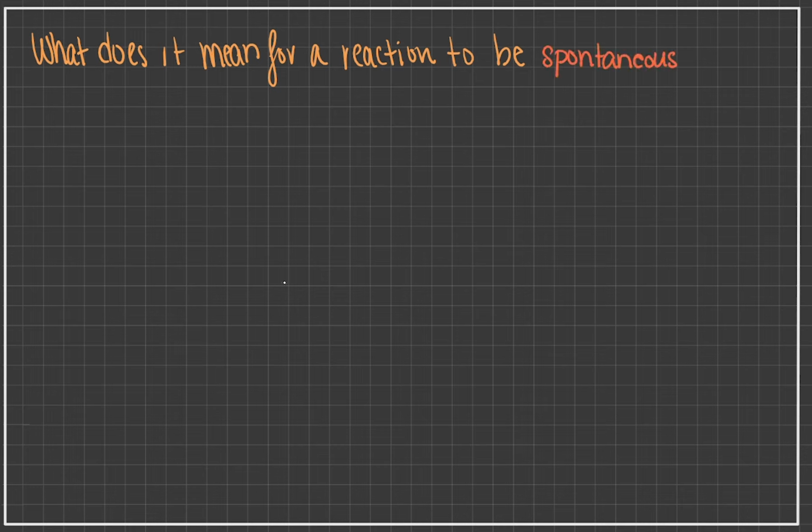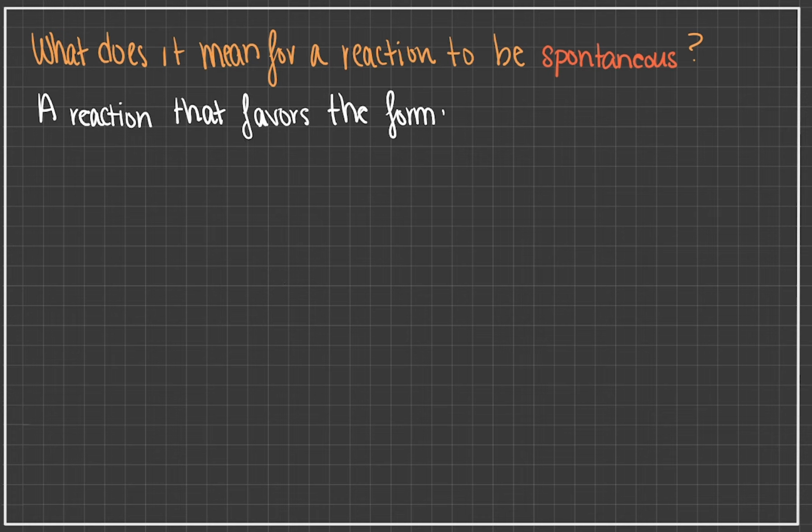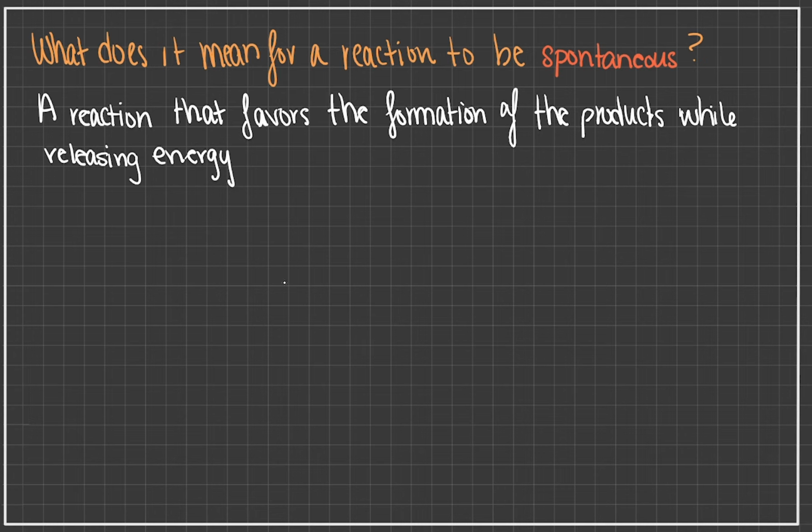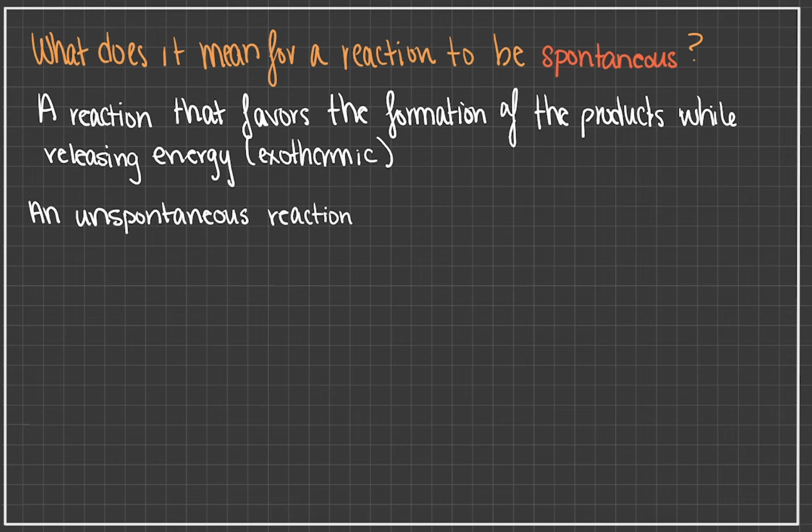So the first question that everyone should be asking is, what does it mean for a reaction to be spontaneous, and how can a reaction be spontaneous? A reaction that favors the formation of the products while releasing energy is a spontaneous reaction. That means the reaction is releasing energy, and heat is a product rather than a reactant. Whenever the formation favors the products or the reaction is being driven forward, that is a spontaneous reaction.